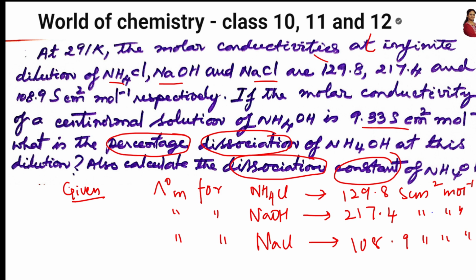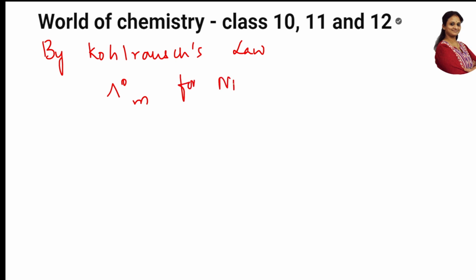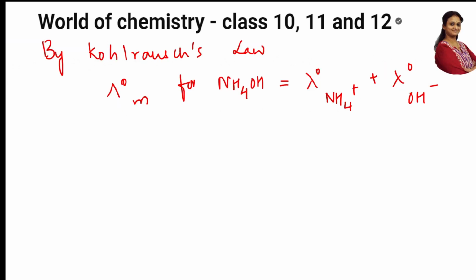This is done. So what did they ask me? They've asked me for ammonium hydroxide. So now I'm using Kohlrausch law. By Kohlrausch law, how do we write ammonium hydroxide? Kohlrausch law says that conductivity at infinite dilution for ammonium hydroxide depends upon the individual ions, correct? It is equal to lambda of NH4 plus plus lambda of OH minus. Done? All right. Now they asked me to find out the percentage dissociation, students. First of all, we have ammonium chloride, sodium hydroxide, and NaCl. Now, only see. I'm going to start solving.